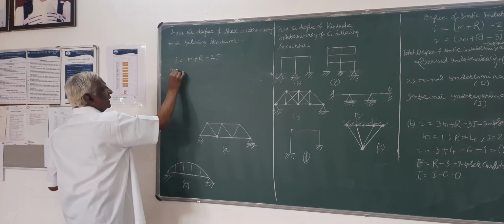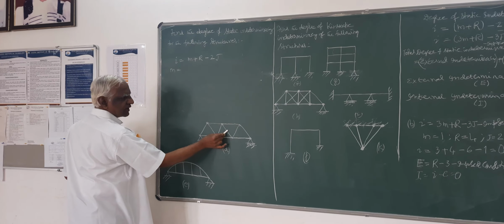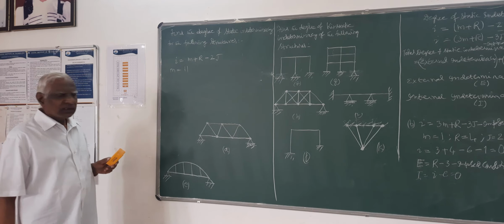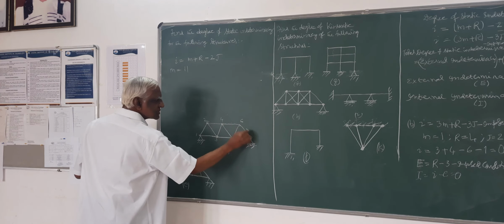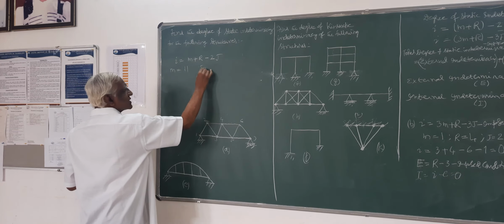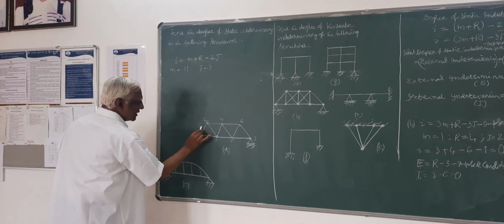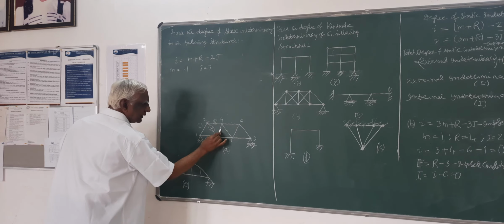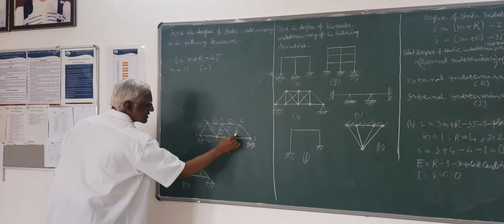So here m, number of members: 1, 2, 3, 4, 5, 6, 7, 8, 9, 10, 11. 11 members. Joints: 1, 2, 3, 4, 5, 6, 7. Joints 7. You can number joints also, members also. This is what we do when solving the problem. First we determine the number of nodes, determine the number of members, like this. So naturally you have to do that exercise first.